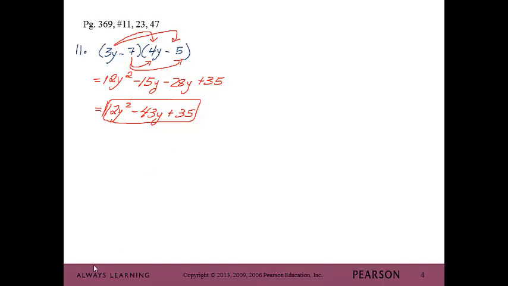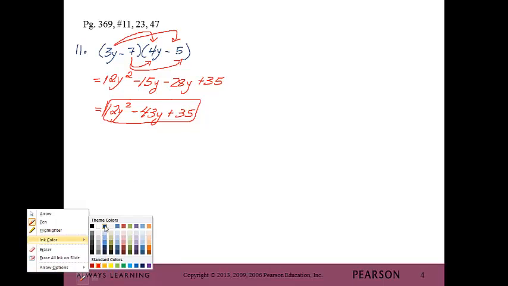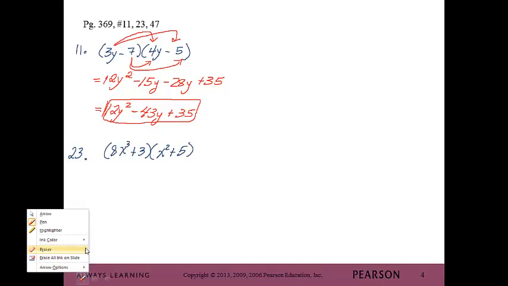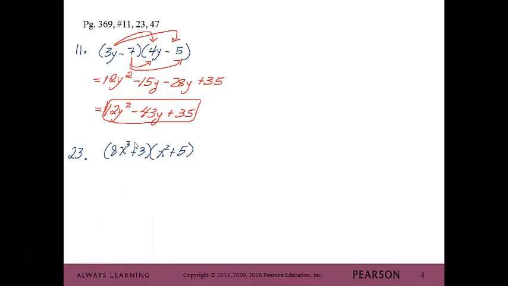All right, let's move on to number 23. And again, we're multiplying, and this time we have 8x to the third power plus 3 times x squared plus 5. So again, remember, you can use FOIL or you can use what you learned from 5.2. They mean exactly the same.